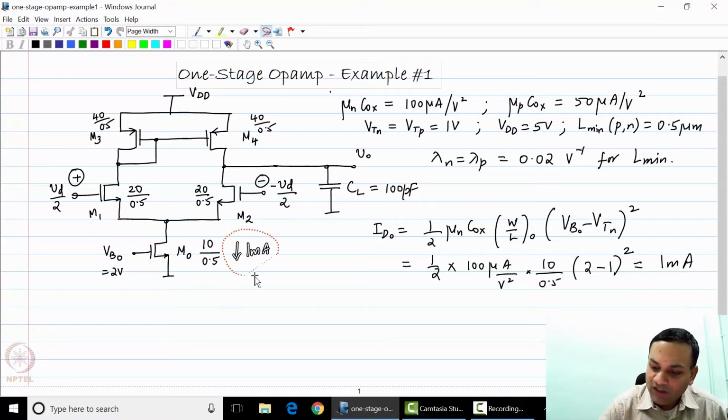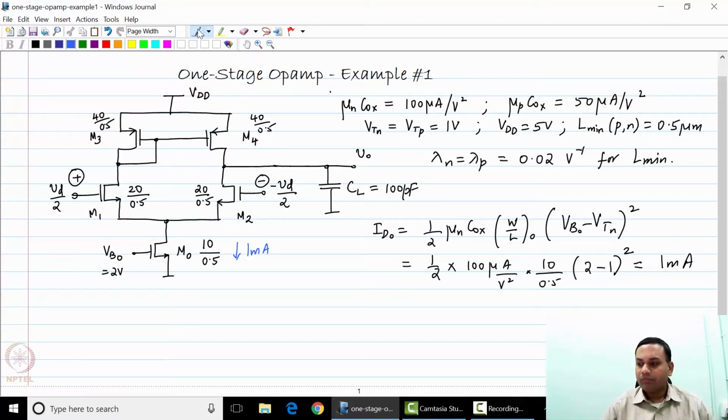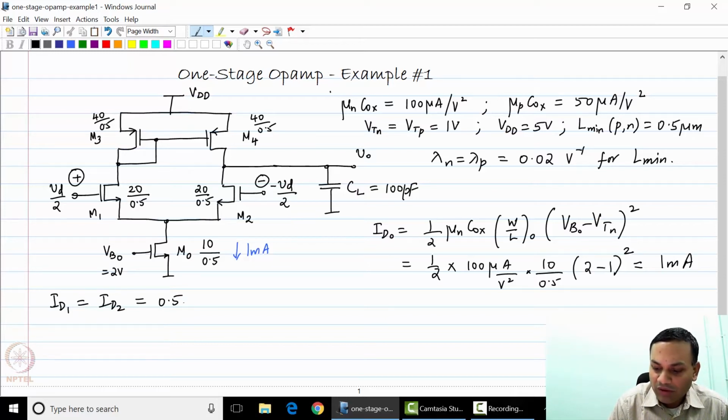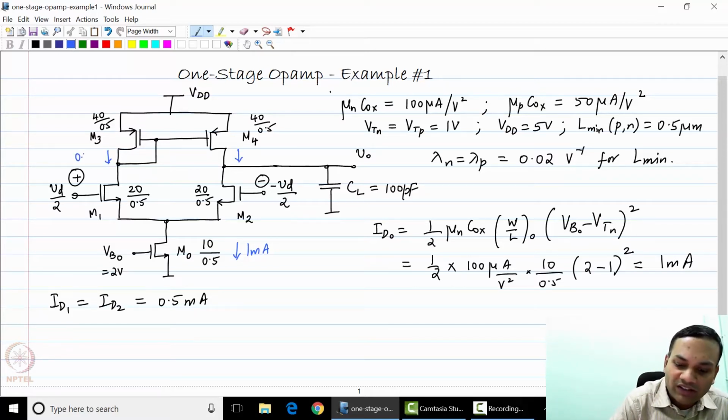So now all the derived quantities will be placed in blue color. Now, of course, as long as both M1 and M2 are in saturation, you will find that each of them has a current which is equal to half a milliampere. So ID1 is equal to ID2 is equal to 0.5 milliamperes. So you have a current of 0.5 milliamperes flowing through each of these half circuits.